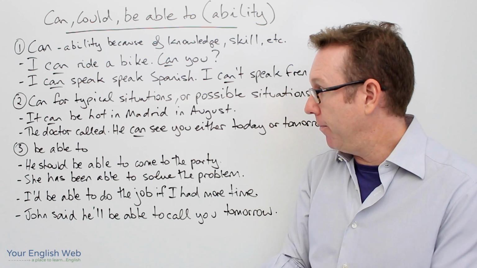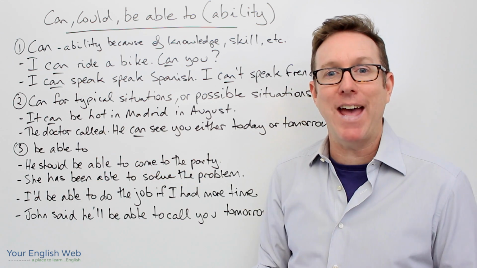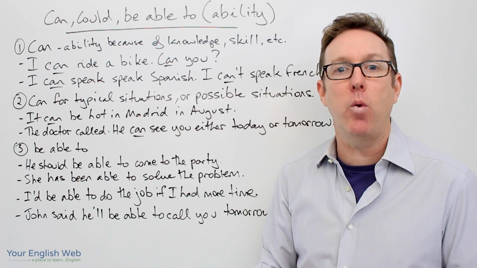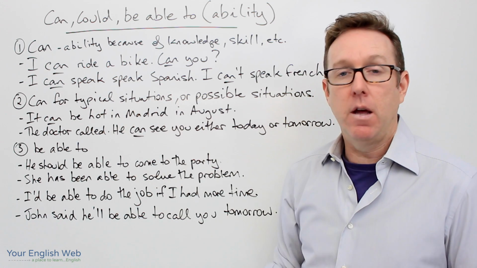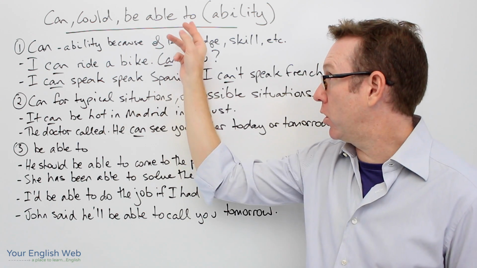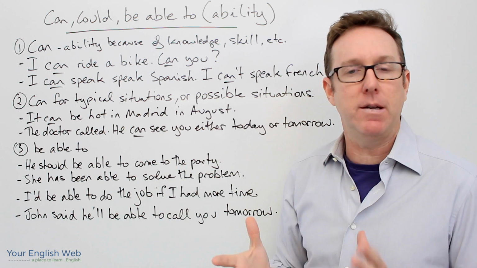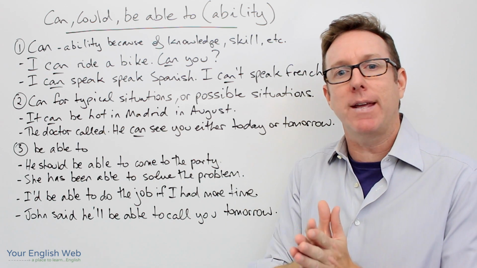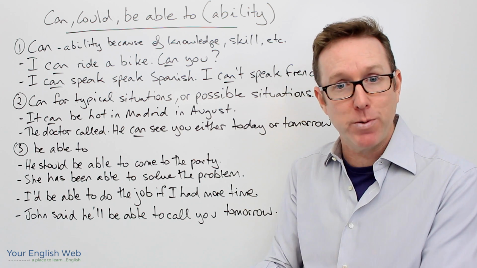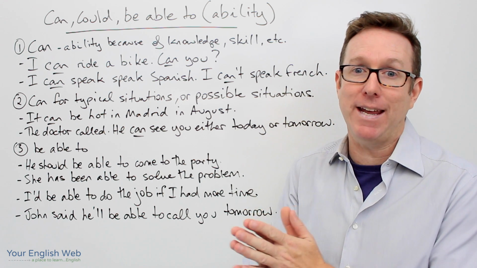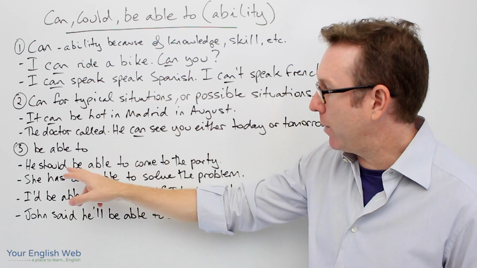Okay. Now, the next thing we'll look at is be able to. Now, the problem with can is that we're limited to how we can use it. We can use it in the present, can. We can use it in the past, could, which I'll show you in a minute, but we're limited. So we can't use can with the present perfect. We can't use can with other modal verbs. We can't use can for the future, for example. Okay? So, how do we get around it?